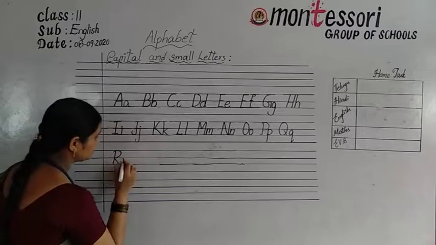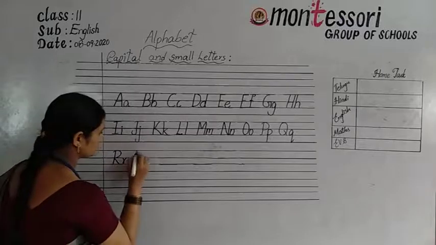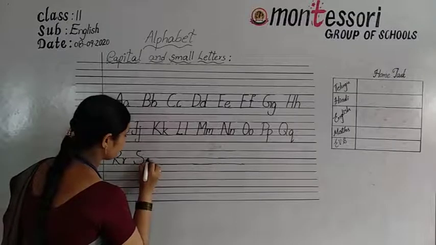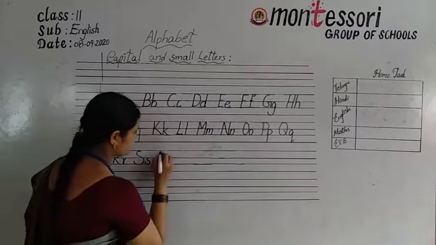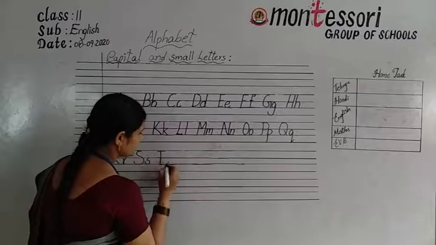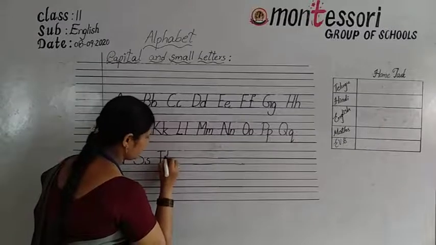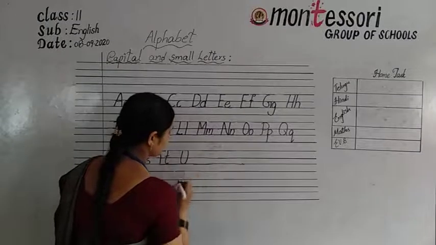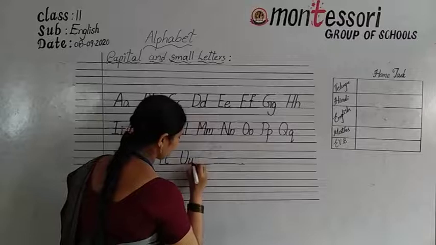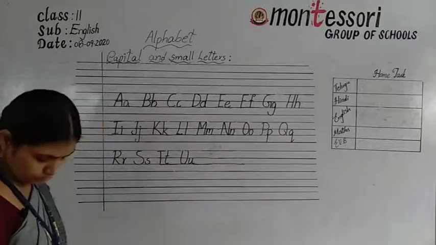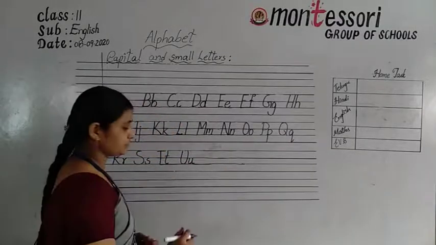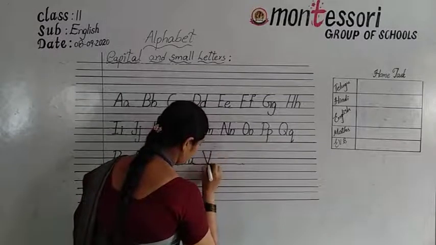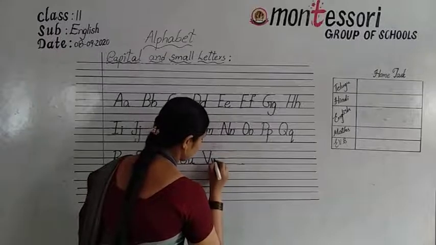Capital R, small r. Capital S, small s. Capital T, small t. Capital U, small u. You have to look at the board properly and write. Small u. Next, capital V, small v.